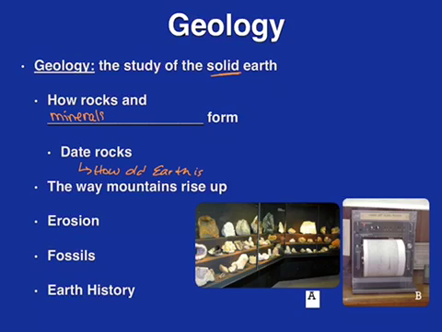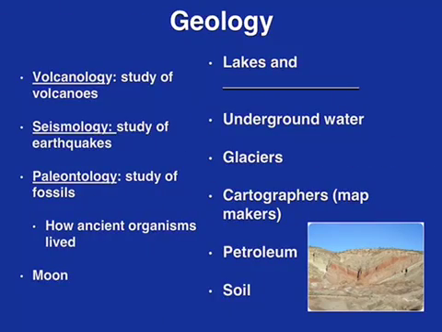It can look at how mountains rise up. It looks at erosion and fossils and Earth's history. So geology is one of the main branches of earth science, and each of these things is one of the subcategories of geology. More subcategories of geology include volcanology, which is the study of volcanoes. Seismology studies earthquakes. Paleontology studies fossils, and it looks at how ancient organisms lived.